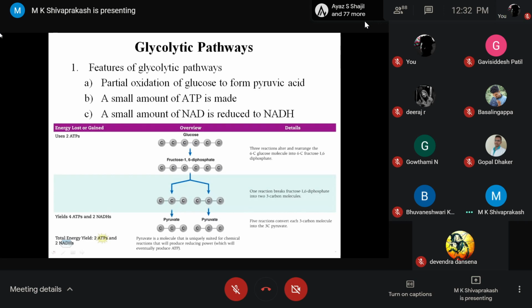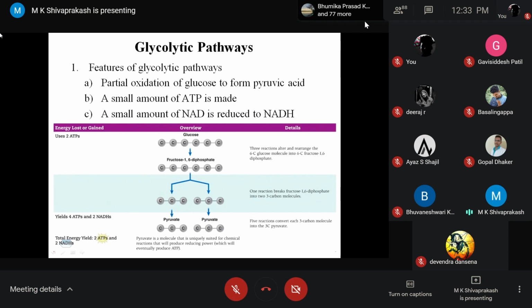Here what happens is the glucose is partially oxidized, and at the end of that, pyruvic acid is the end product. Then it is called the glycolytic pathway. Of course, there are alternate pathways, so there are different kinds of glycolytic pathway. By definition, to call it glycolysis, it is the conversion of glucose to pyruvic acid. Pyruvic acid is the end product of the glycolytic pathway.